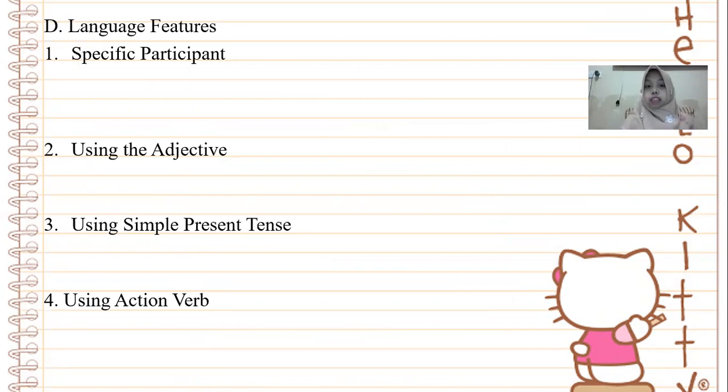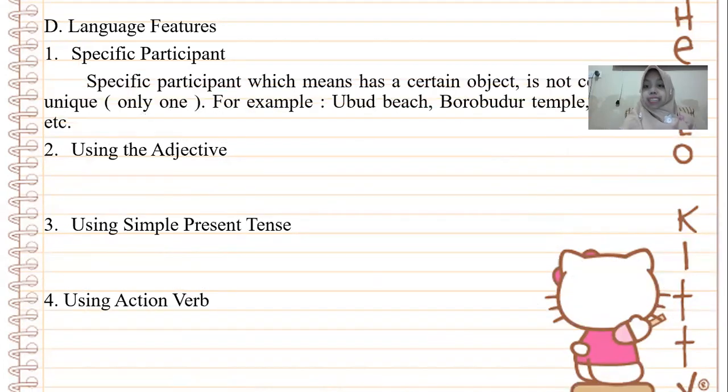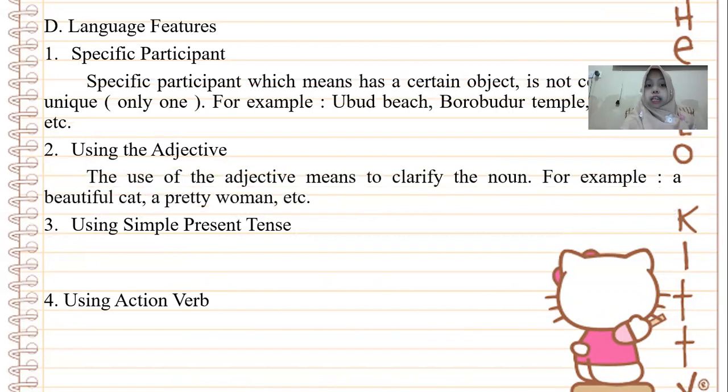The first is specific participant. What is specific participant? Specific participants means has a certain object, is not common, unique, or only one. For example, Ubud Beach, Borobudur Temple, my house, and etc. Second is using the adjective. What does it mean? The use of adjective means to clarify the noun. For example, a beautiful cat, a pretty woman, a handsome man, and etc.